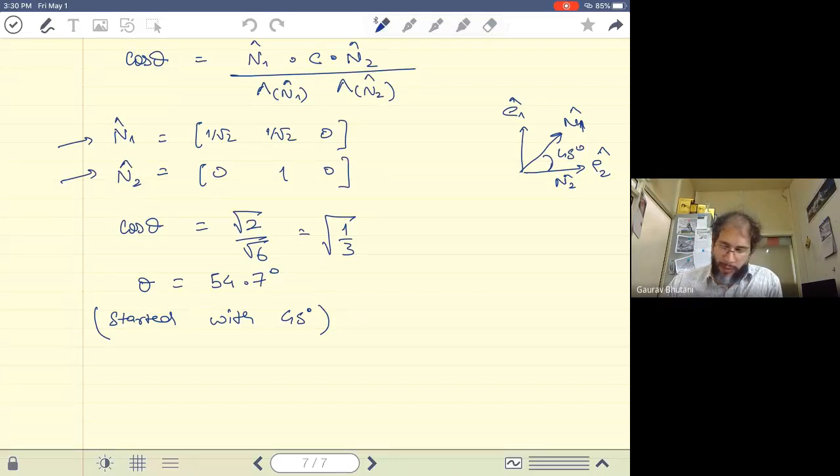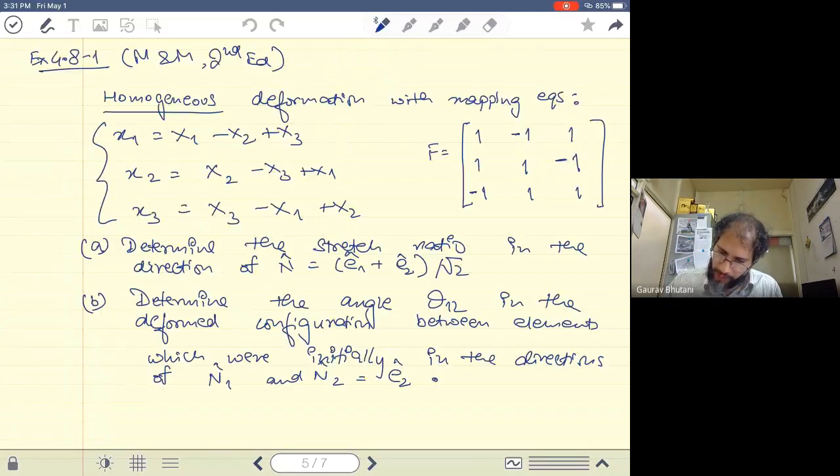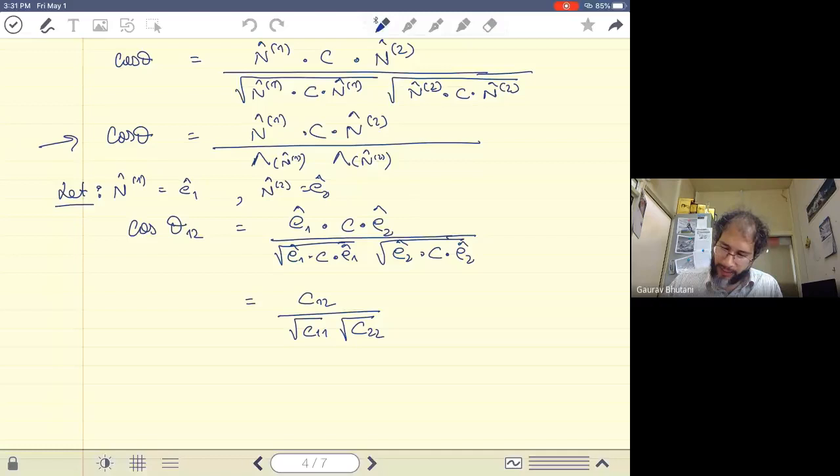Now, just a couple more minutes on the stretch ratios, and then I think we have to stop because we are running out of time. Going back to our expression for cos theta 1 2, let's have a look. Our cos theta 1 2 was written as C12 divided by root C11 root C22.